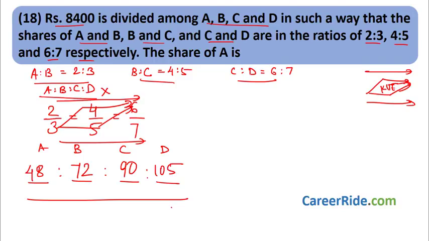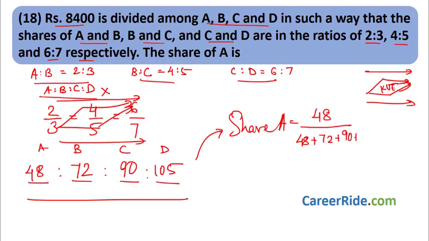Now what will be the share of A? Very easily, by the partnership type, in the video we have seen how to find the share of one person. We have also seen in previous sums, the share of A is nothing but the ratio for A, 48 divided by 48 plus 72 plus 90 plus 105 multiplied by the total value. What is the total value or total amount? 8400.